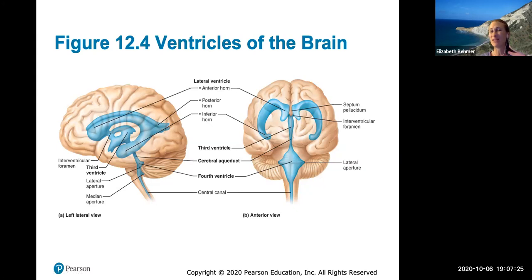They provide buoyancy to the brain and also allow for communication of the cerebrospinal fluid throughout the whole spinal cord, because it's all connected completely down the spinal cord in the central canal.